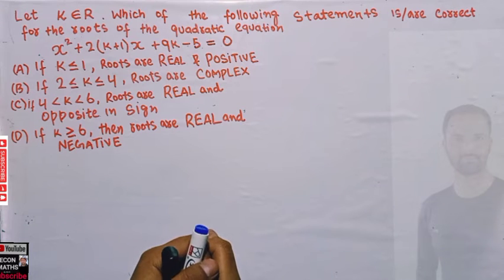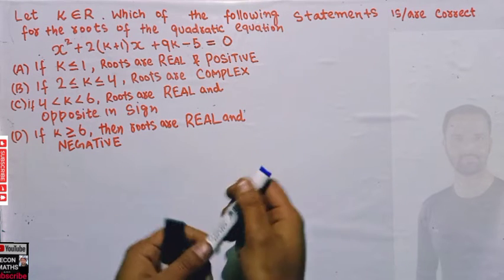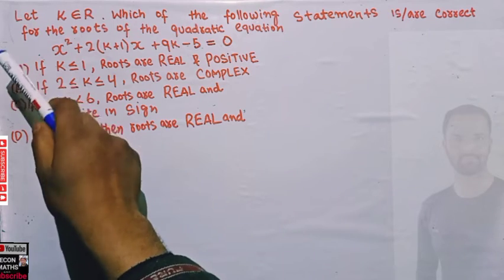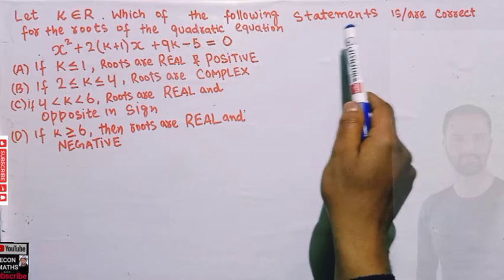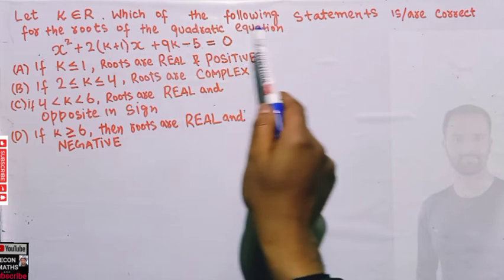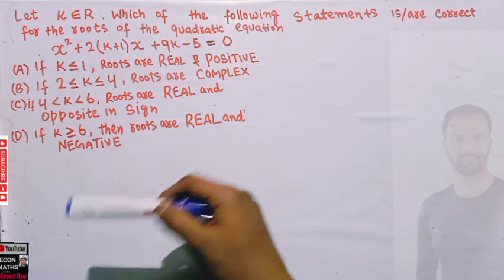In this video, we will try to solve a problem that was asked in the JEE Economics paper of 2021. It was asked by a brother to solve it, so I will just try to solve this very question. The question is like this: let k belong to the real number system. Which of the following statements is correct for the roots of the quadratic equation? So this is a multi-select option question.